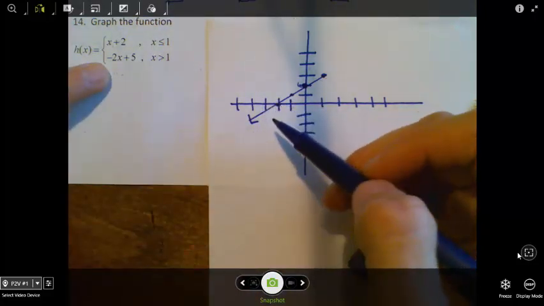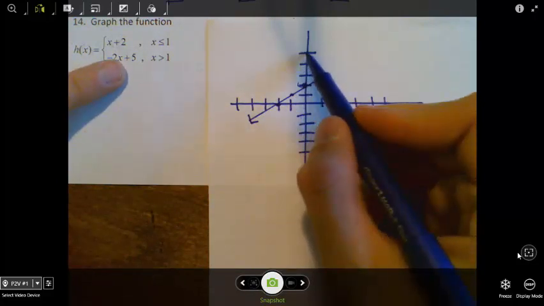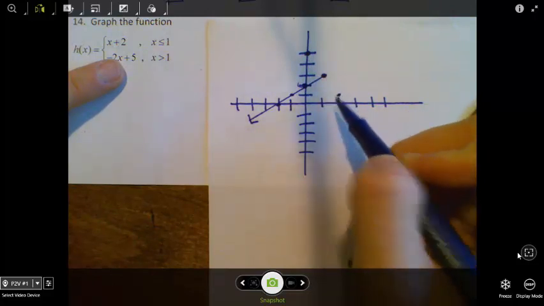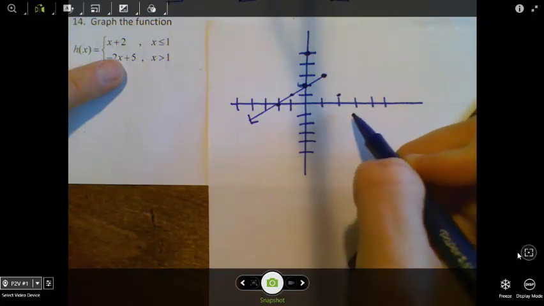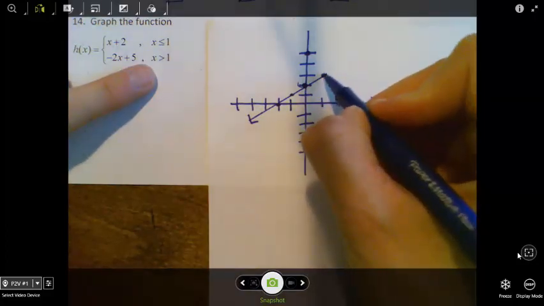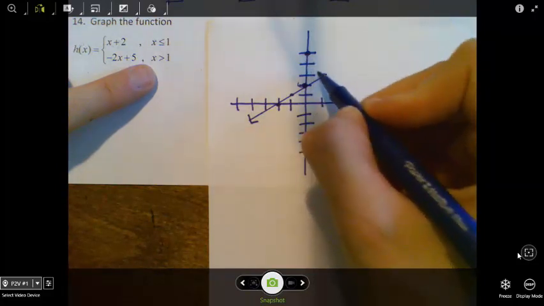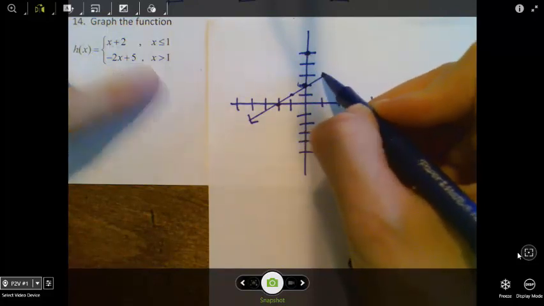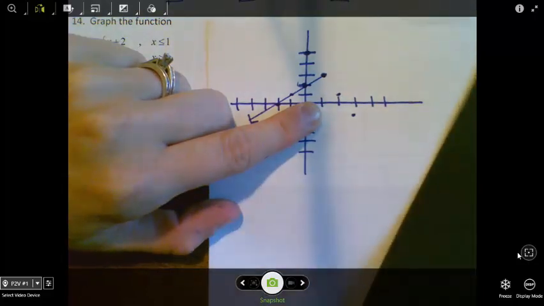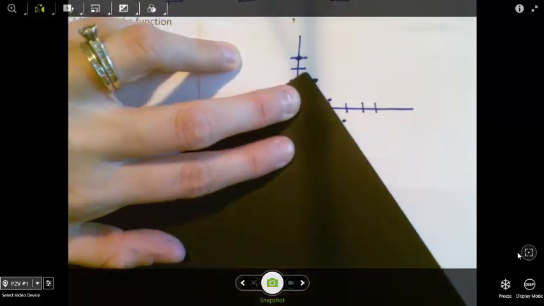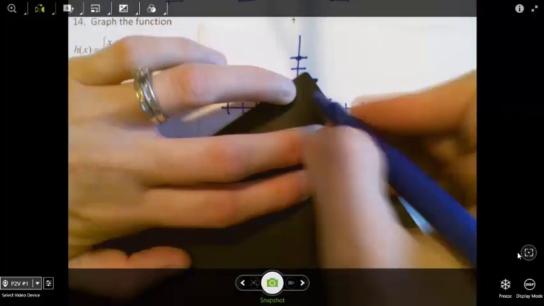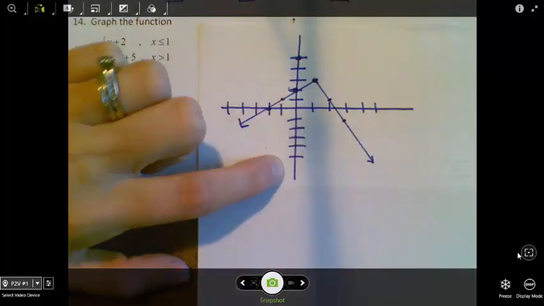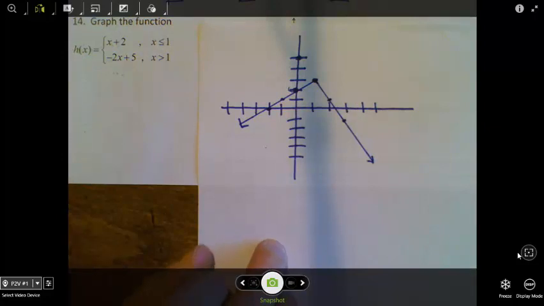Our other piece, -2x plus 5, y-intercept is 5, slope is -2. We only use this piece when x is greater than 1. So I would have an open circle here because that's where our line is, this -2x plus 5, that's where our line is when x is 1. So those points really overlap. The end of our first piece of our piecewise function and the start of our second piece end up at the same spot. So this is what our final graph would look like for our piecewise.